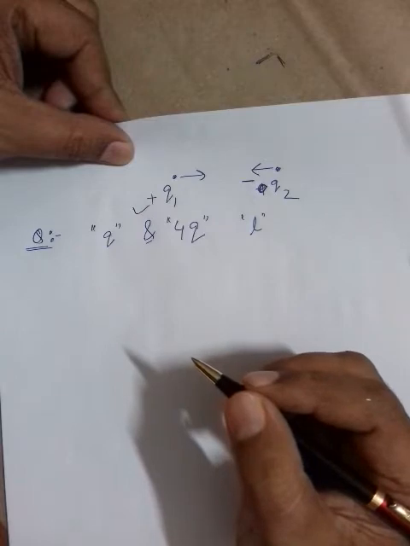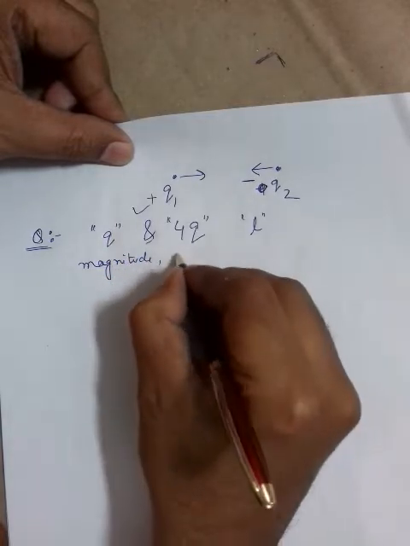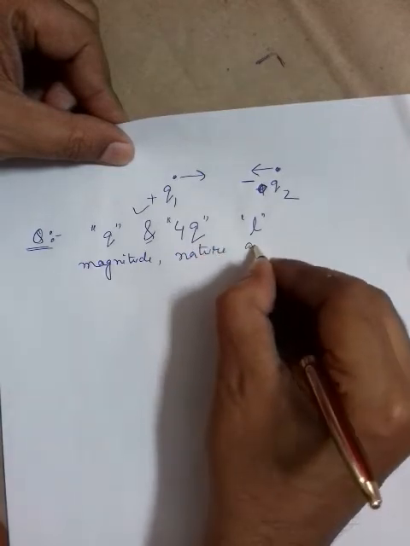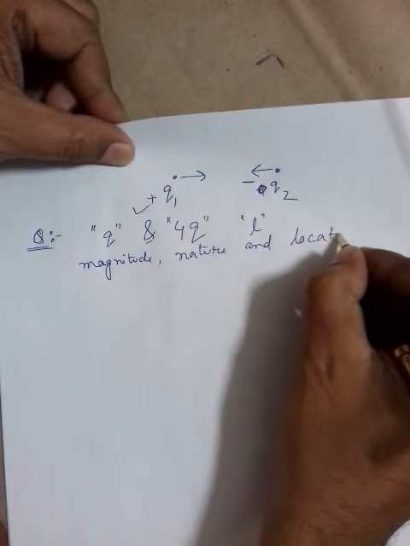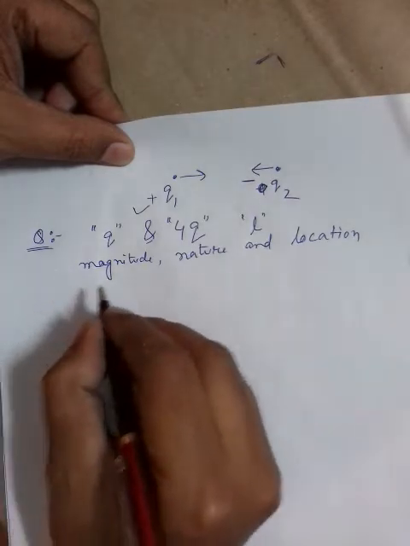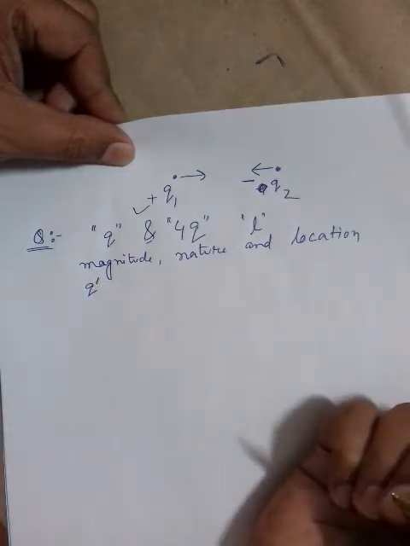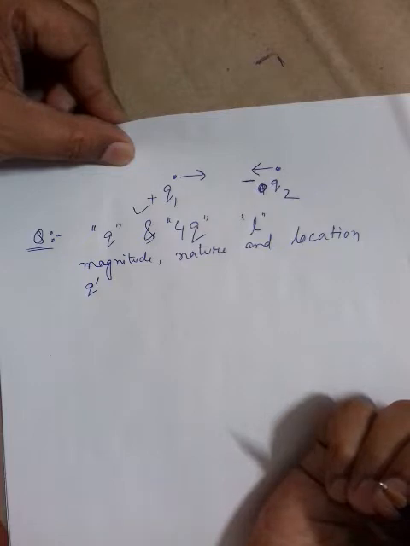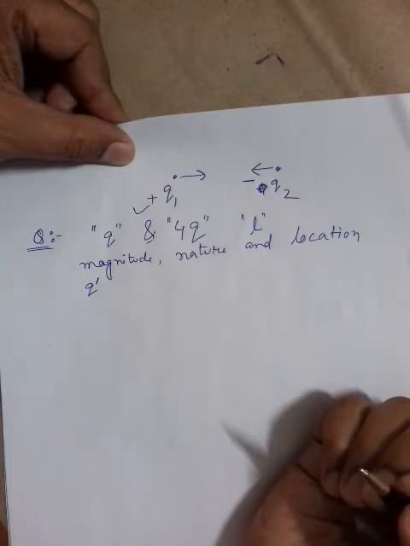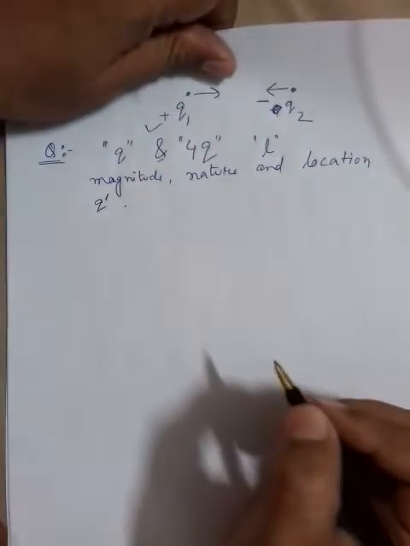Find the magnitude, nature and location. The question carries 3 parts. Find the magnitude, nature and location of a third point charge Q dash such that the system remains in equilibrium. I hope the question is written by you. Now, once that question is written, I am coming for the explanation.